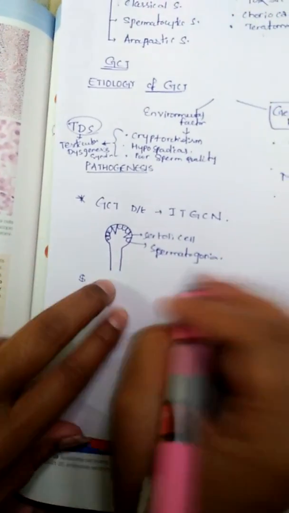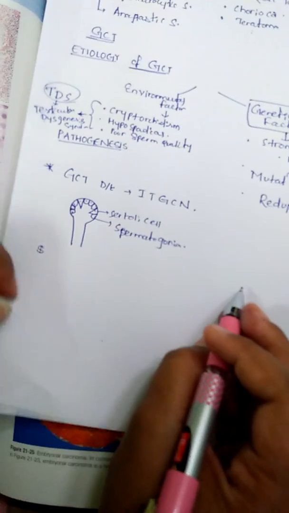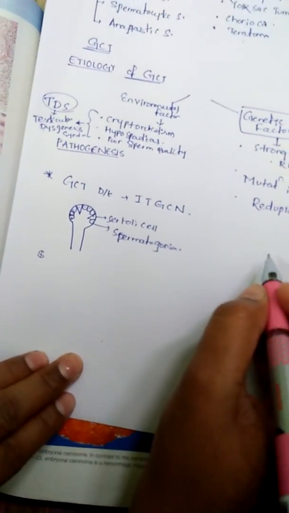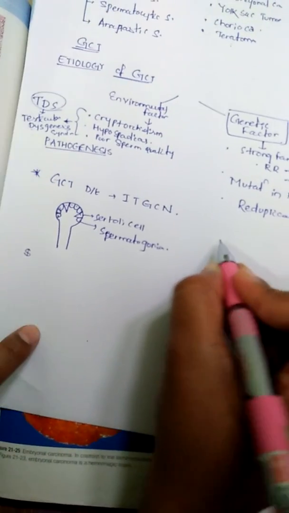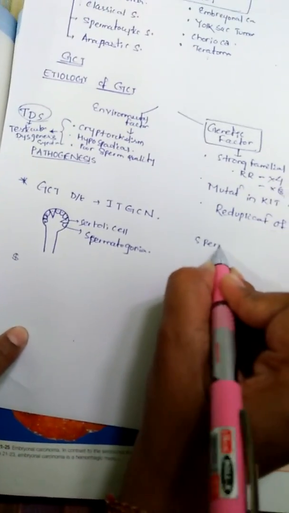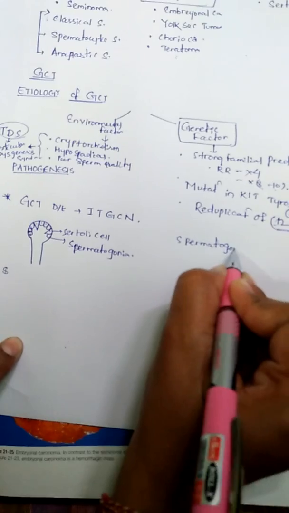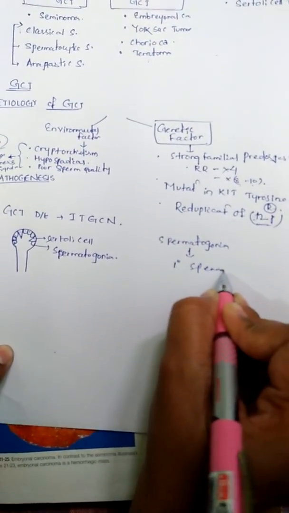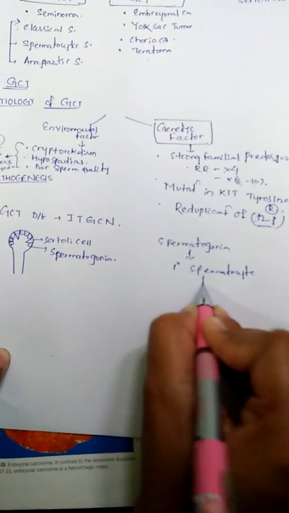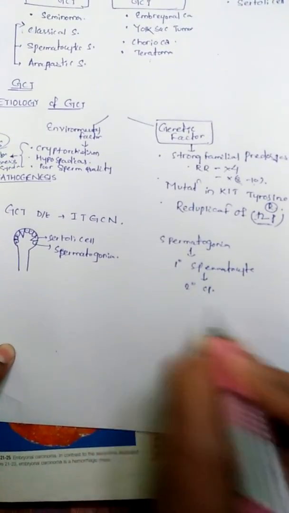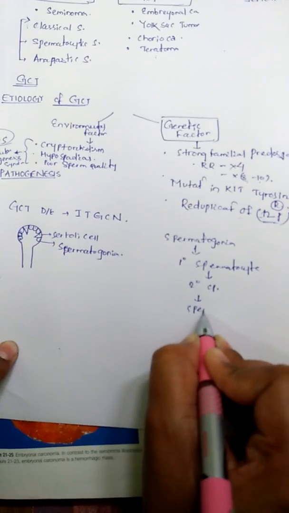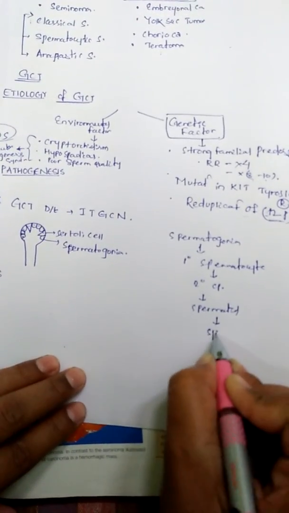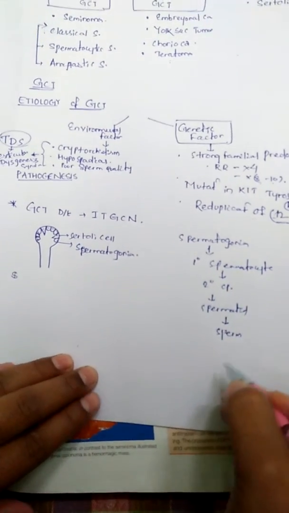From your knowledge of 12th class, just recall how the process of spermatogenesis takes place. A spermatogonia is converted into a primary spermatocyte, which is again converted into a secondary spermatocyte, and next it is converted into a spermatid, which further gives rise to a spermatozoa or a sperm. So this is the whole process of spermatogenesis.